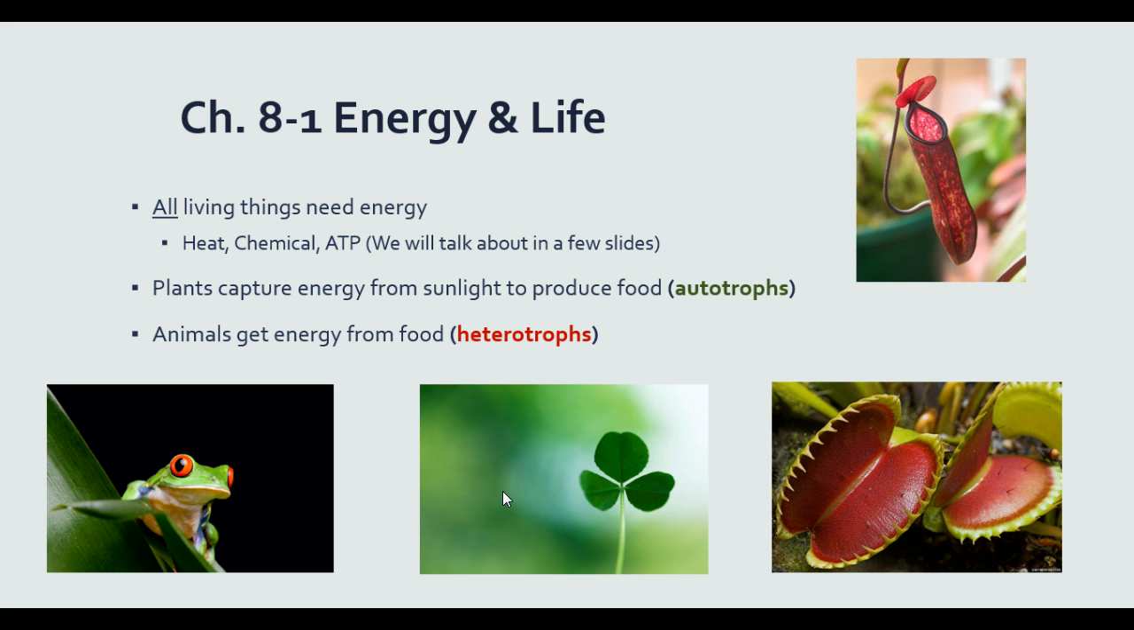The clover makes its energy from sunlight, so it is an autotroph. The last two are a little different. We have a Venus flytrap and a pitcher plant. Both of these make energy from the sun in a process called photosynthesis, but they also eat insects.